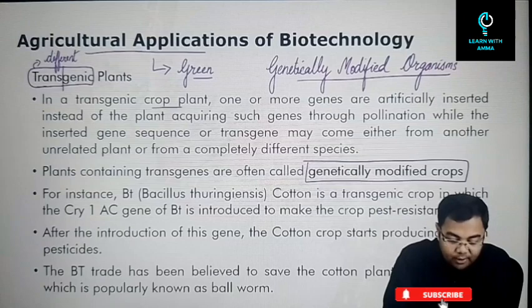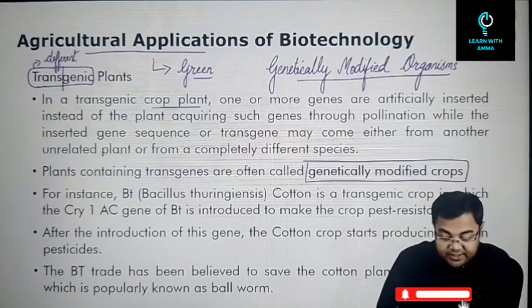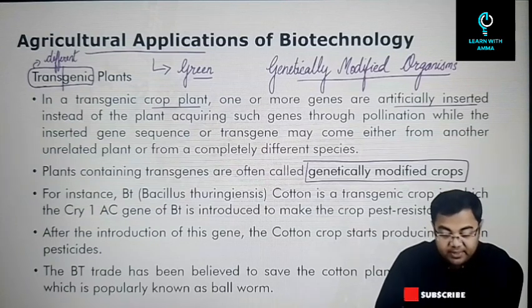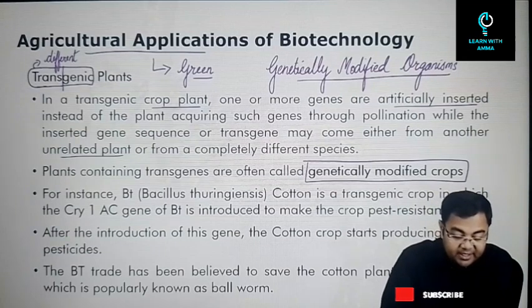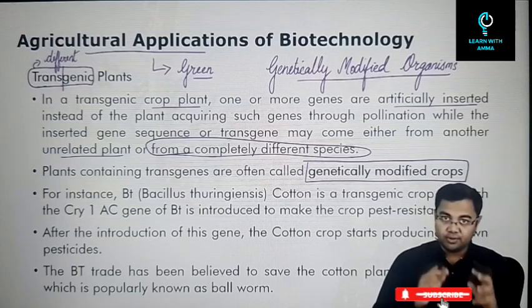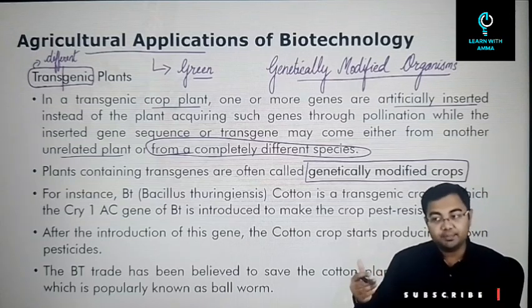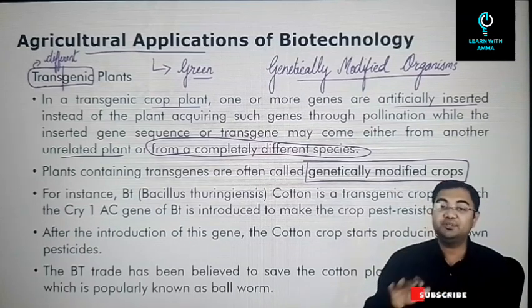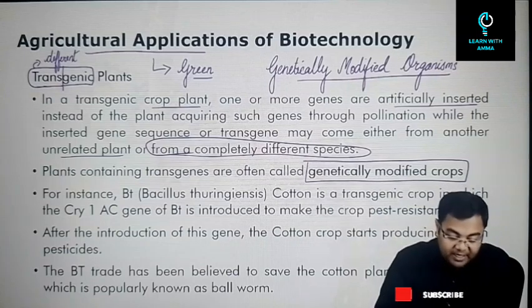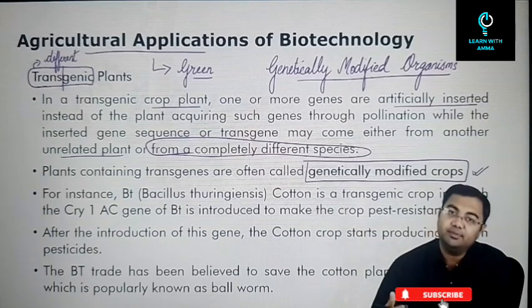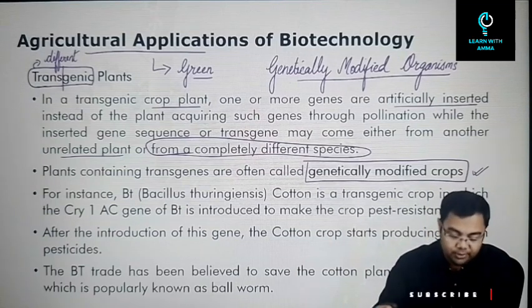In a transgenic crop plant, one or more genes are artificially inserted instead of the plant acquiring such genes through pollination, while the inserted gene sequence or transgene may come either from another unrelated plant or from a completely different species. Remember that it's not necessary that you choose another plant which is very close to this particular plant, but rather you can choose this gene from any species or any organism that you want. So plants containing transgenes are often called genetically modified crops, transgenic crops, or genetically modified organisms. All these terms can be used interchangeably.